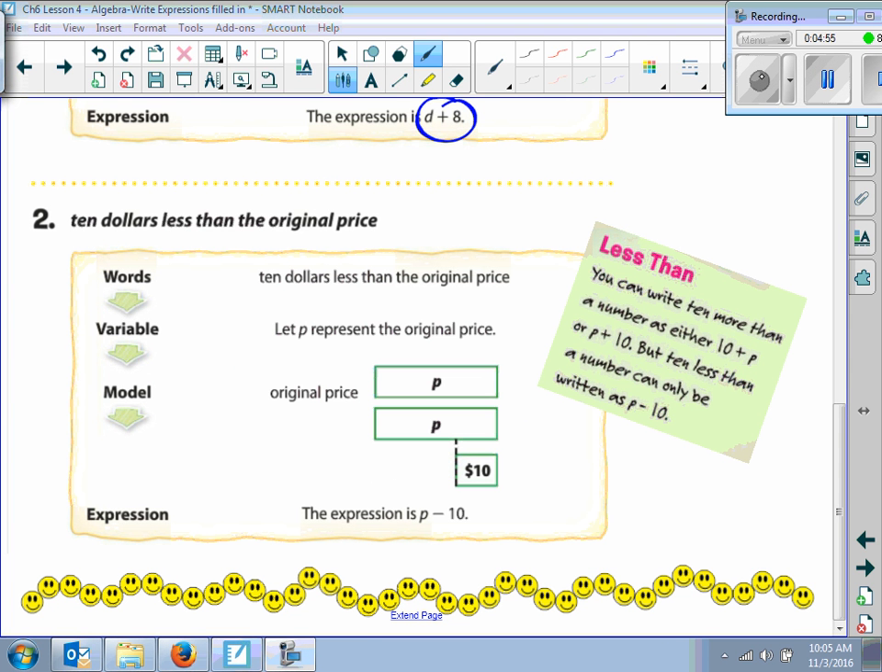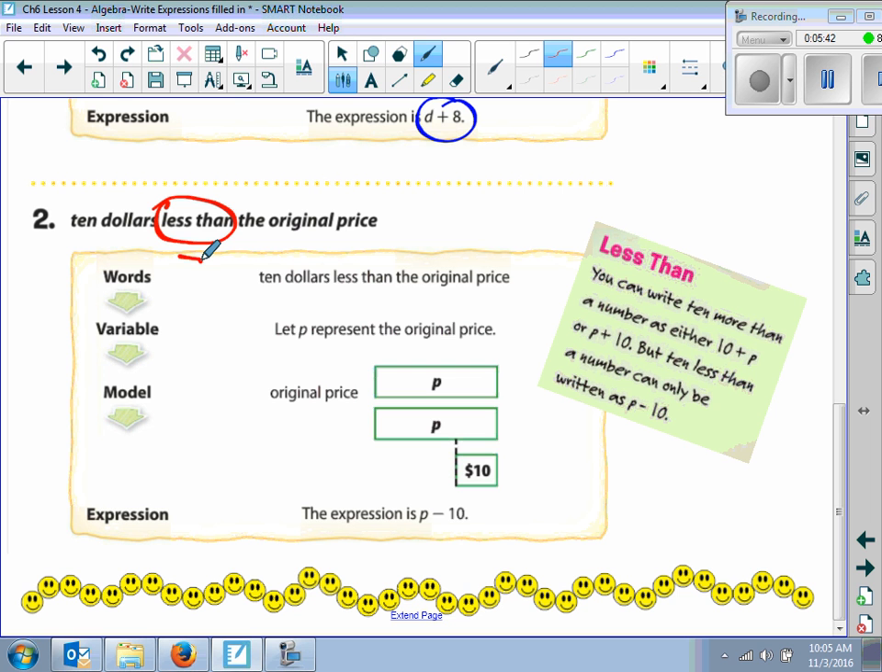So the second example says $10 less than the original price. What word tells us the math operation? Less. Very good. Less than. So, less than tells me that I'm going to subtract. Very good. Now, be careful here. Well, before I go to the be careful, now let's define our variable. Okay, so it says $10 less than the original price. So when we define our variable here, we let P represent the original price. Okay? So P equals the original price.